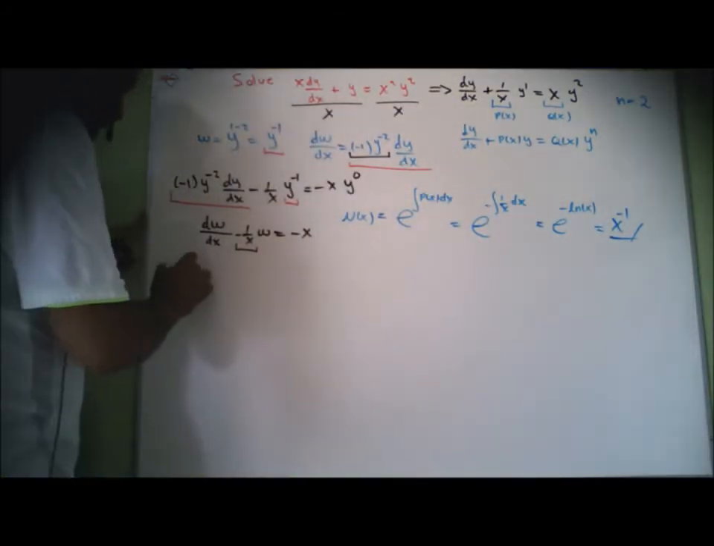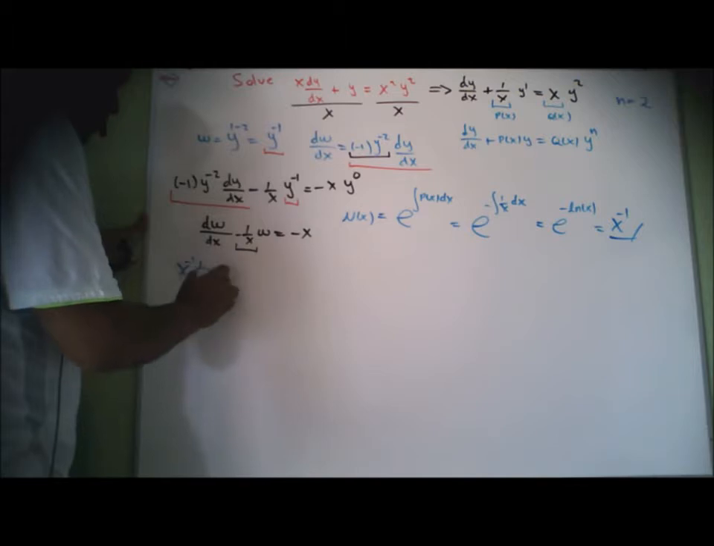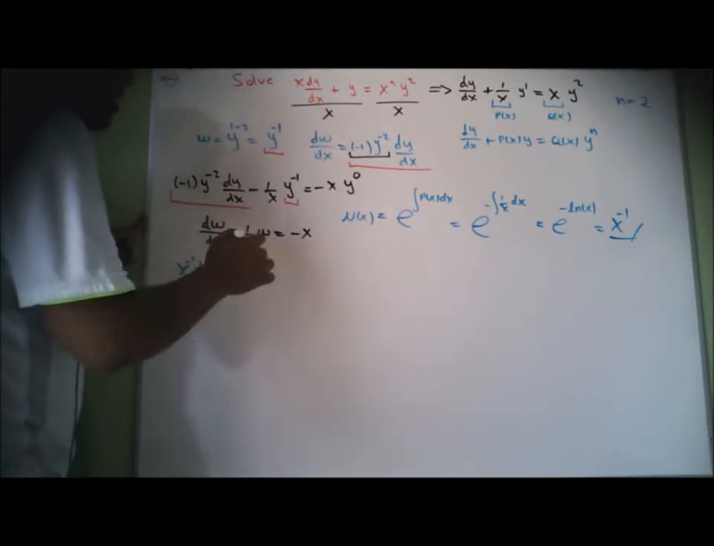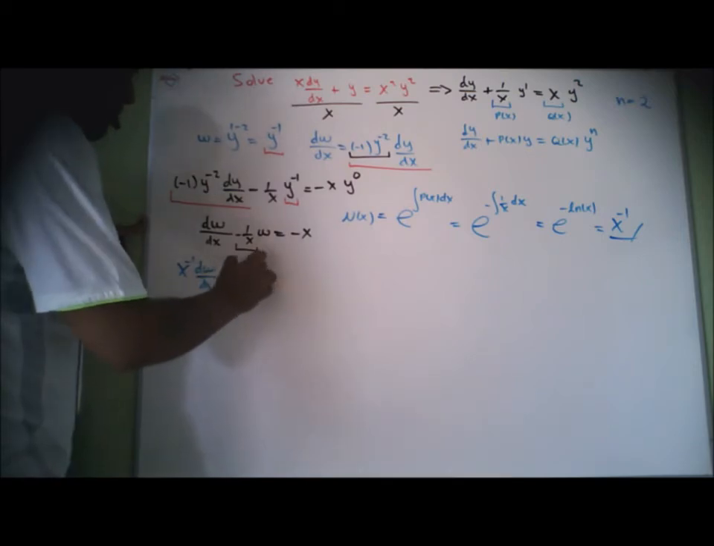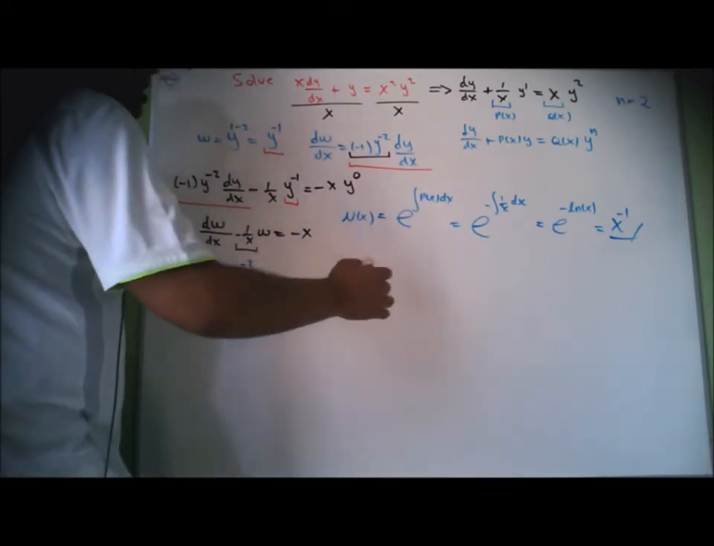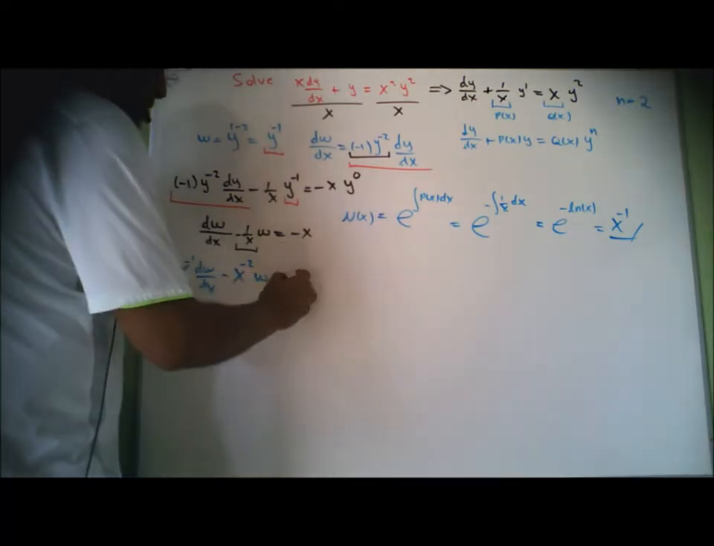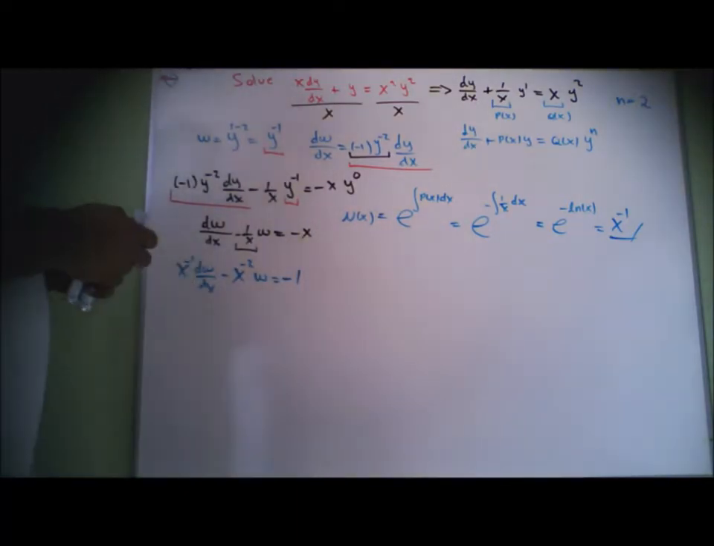So it's going to be x to the power minus 1 derivative of w respect to x minus this 1 over x is also x to the power minus 1, so it's going to be x to the power minus 2 w equal to, now this times this x is just minus 1 x to the power of 0.